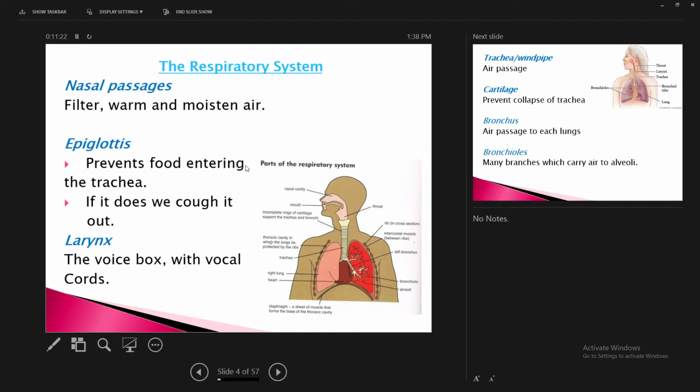But that is not the case because the nasal passages are lined with some small hairs that are known as cilia, some hair-like structures known as cilia. Now, those are what are responsible for filtering the air that we actually breathe in. So, one function of the nasal passages is to filter the air.